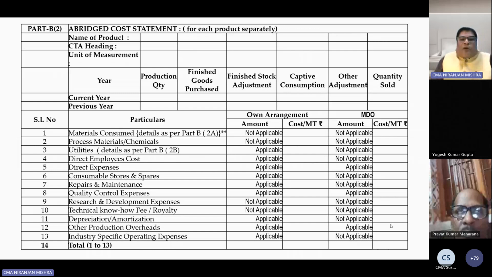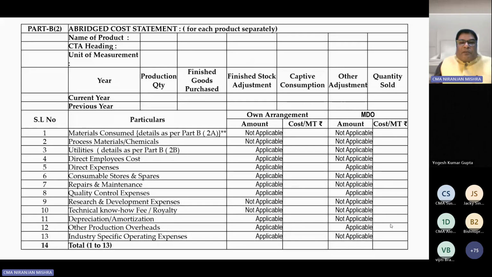Here what is happening? If the company has its own power generation plant, or the company is procuring power from the distribution utility or the electricity company, then they are providing the electricity to the MDO or MO, and they are recovering based on the meter reading. And direct employee cost is not applicable in the case of MDO, because the MDO is responsible for the mining activity, and he will engage the manpower for his activity. But in our case, if we are doing it by own arrangement, there will be direct employee cost for the mining activity.